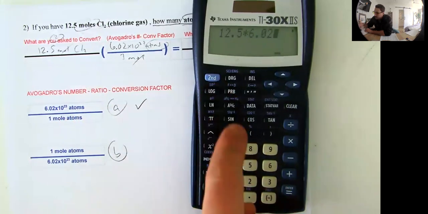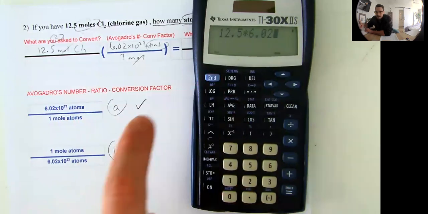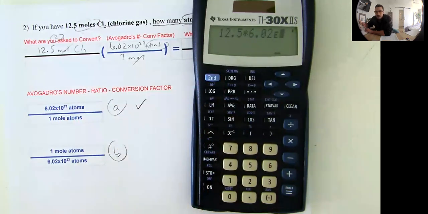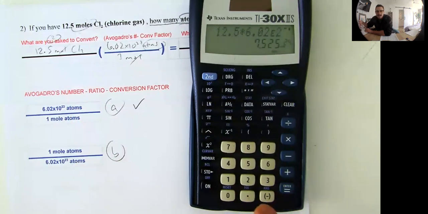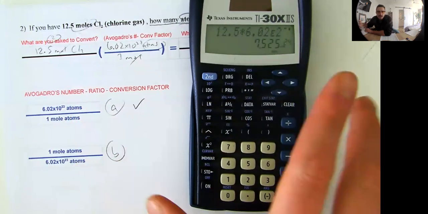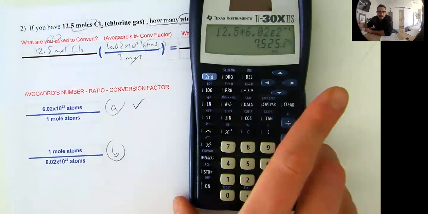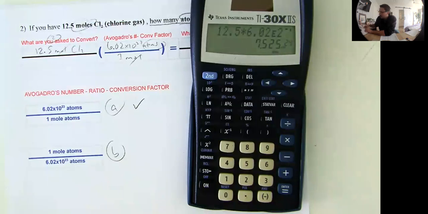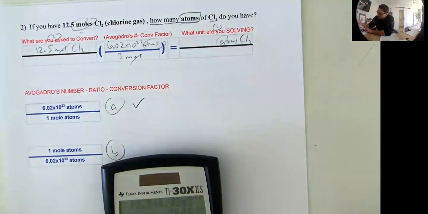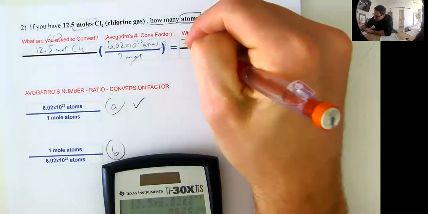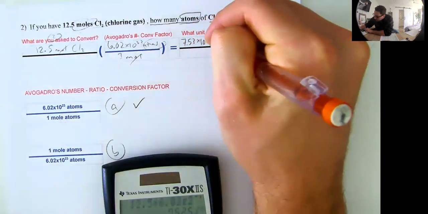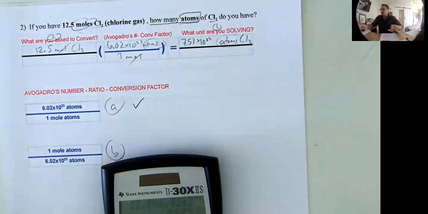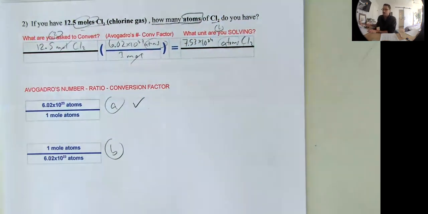6.02, then you have to use that EE function. So you push the second button first, and then EE. Then you can just put 23, and that EE means times 10 to the power of. So when you push equals, that should be the right answer as long as I put everything in the calculator correctly. 7.525, so let's call that 7.53 times 10 to the 24th atoms of chlorine. And that's it. That's how you do these problems.